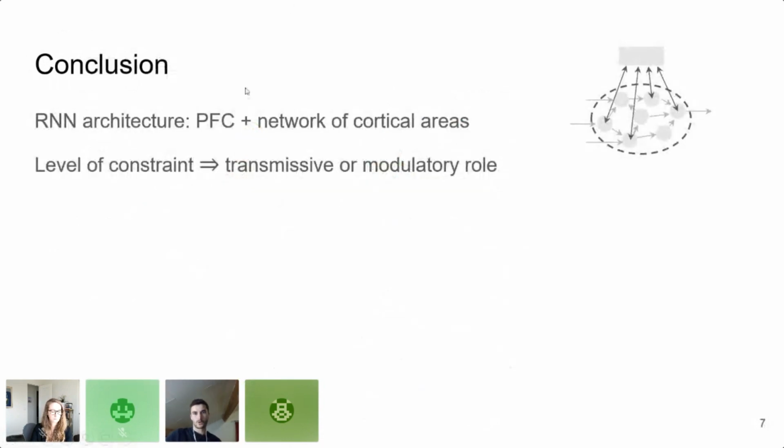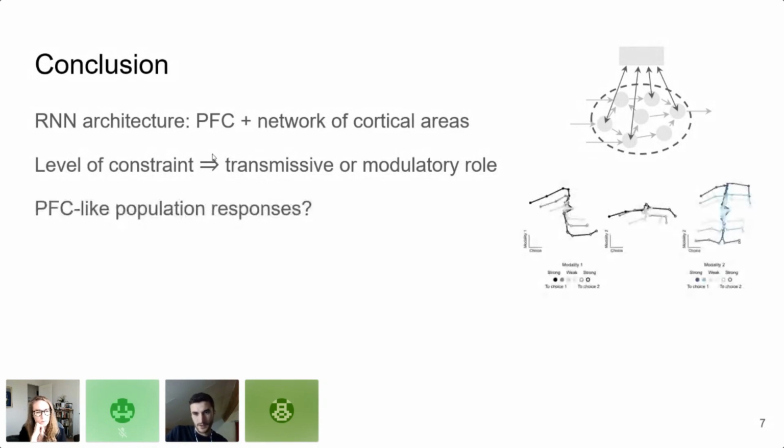So I will conclude. I've presented an RNN architecture that takes into account the fact that the prefrontal cortex is inside a network of cortical areas, and that it can have either a transmissive or a modulatory role. And we have found that depending on the amount of constraints that we add to the interface between the modules and the PFC, the role that it will take will change.